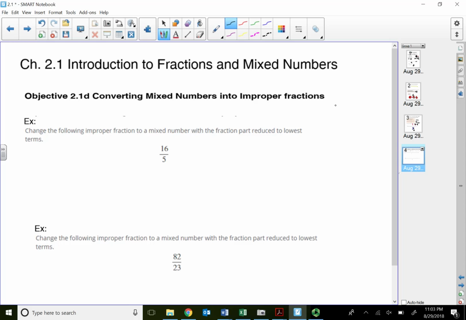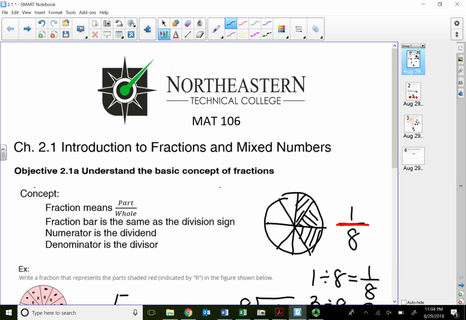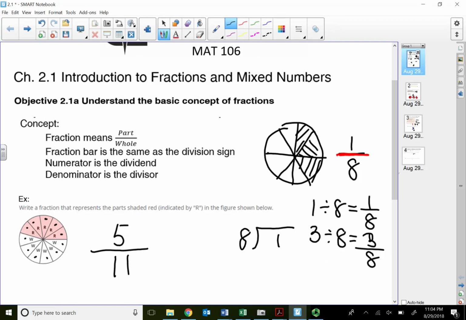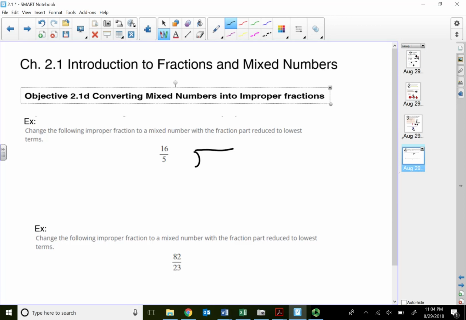So I guess I got my title kind of backwards. This is supposed to be convert improper fraction into mixed number. So I got the two objective titles backwards. So how do I convert an improper fraction into a mixed number? All I'm going to do is divide. Remember when we first talked about fractions, the numerator is the dividend, the denominator is the divisor. So that means 16 over 5 literally means 16 divided by 5.